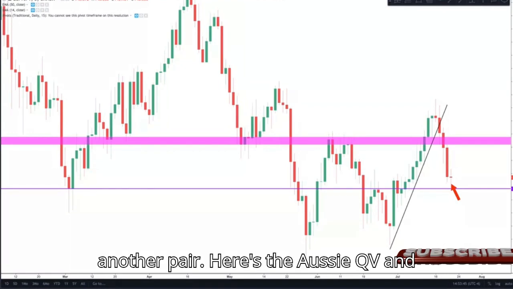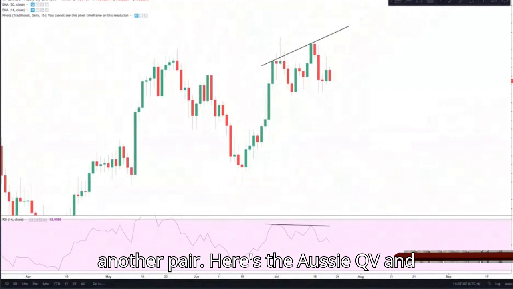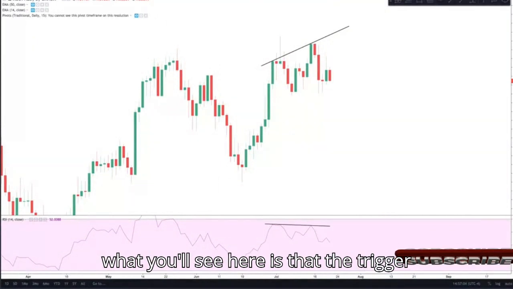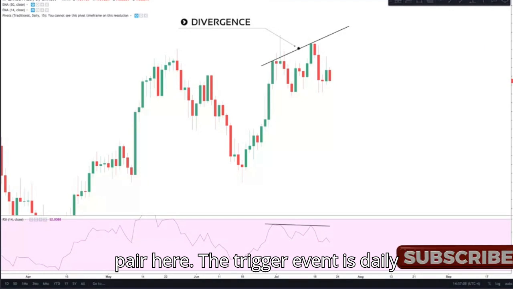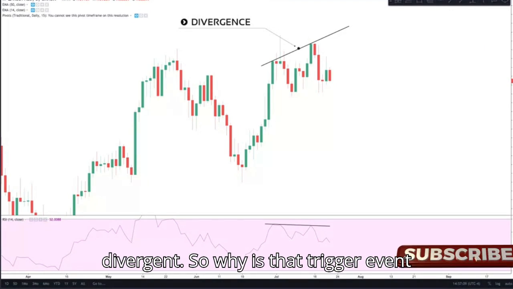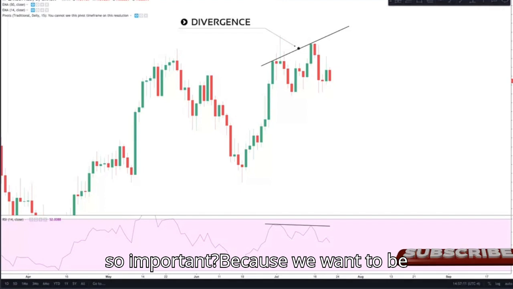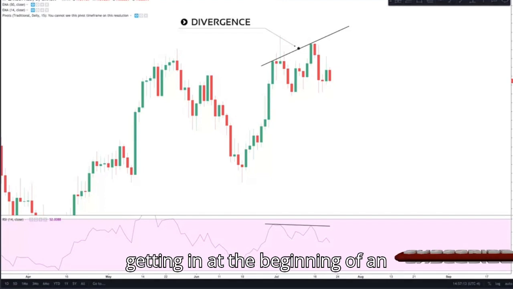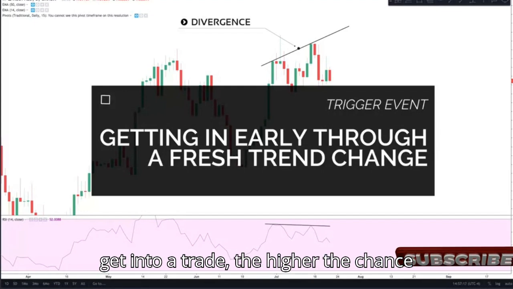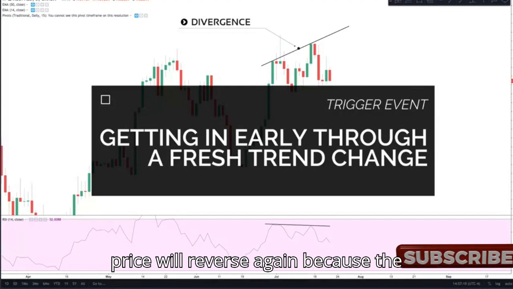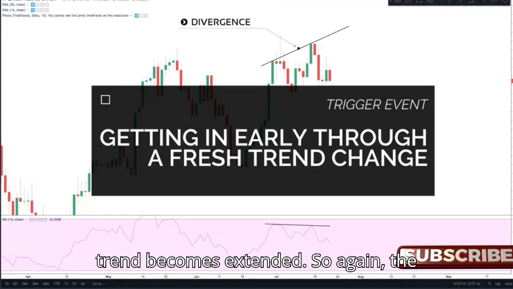So let's jump to another pair. Here's the Aussie Kiwi. And what you'll see here is that the trigger event isn't always the same. As in this pair here, the trigger event is daily divergence. So why is the trigger event so important? Because we want to be getting in at the beginning of an intraday trend change. The further you get into a trade, the higher the chance price will reverse again because the trend becomes extended.